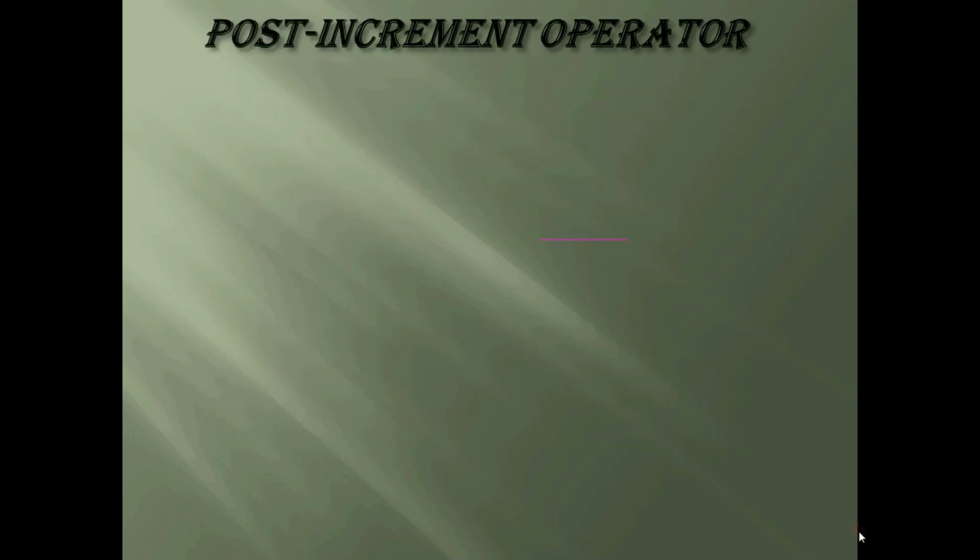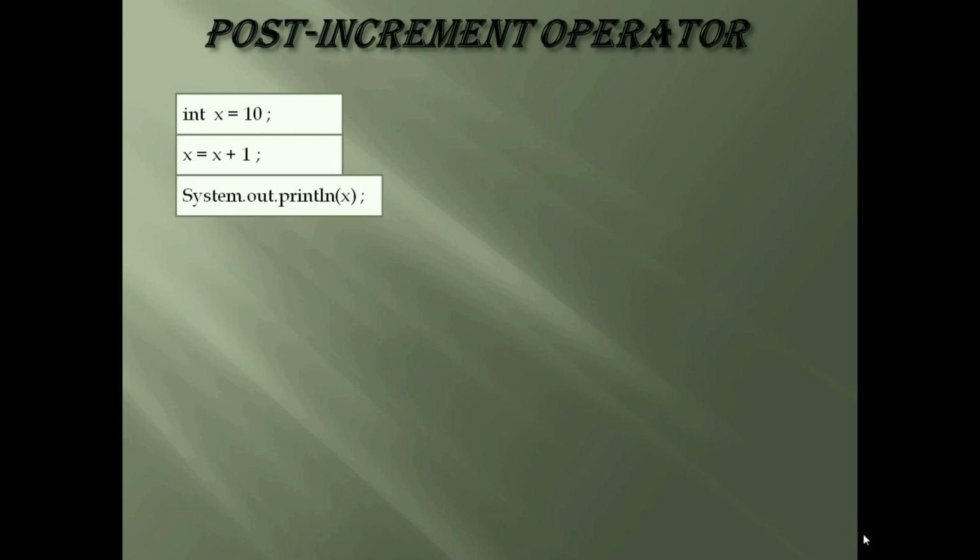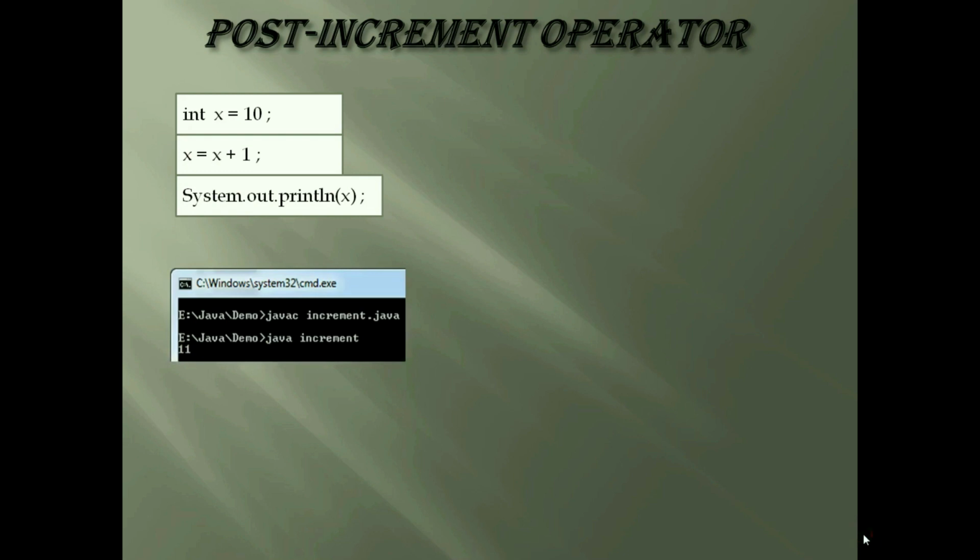For example, a variable x which is equal to 10. Now I want to increase the value of x by 1. The simplest way of doing this is to write x = x + 1, and this will increase the value of x by 1, right? And after this we will print the value of x. Now let's compile and run the program. The value of x is incremented by 1, so the answer is 11. So this is the simplest way.